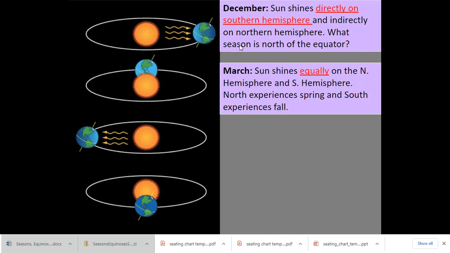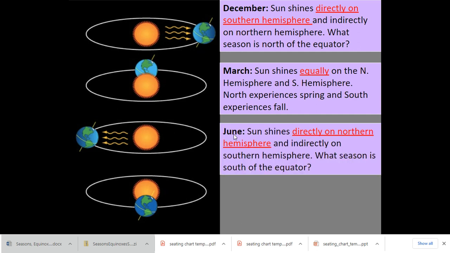After we have winter, we are going to be heading into spring. So if you look at the second picture down, the sun shines equally in the northern hemisphere as it does in the south, and the north is experiencing spring and the south is experiencing fall.